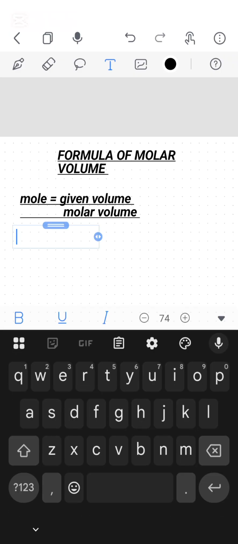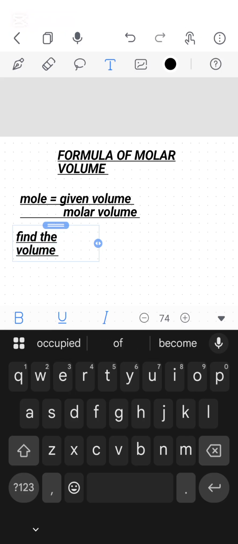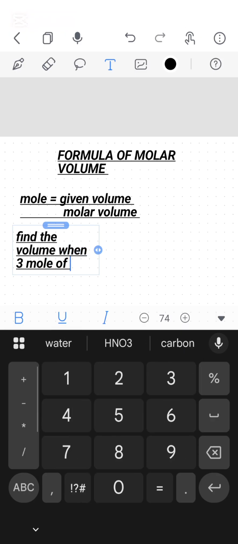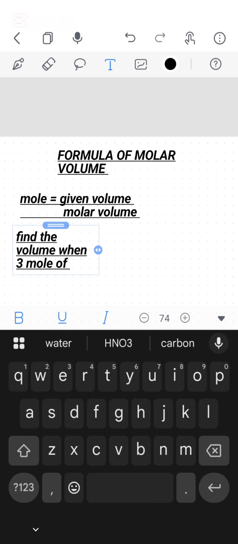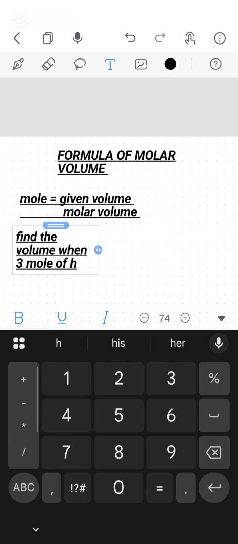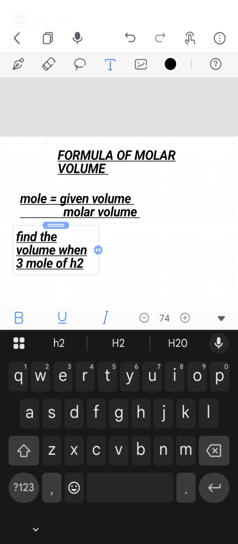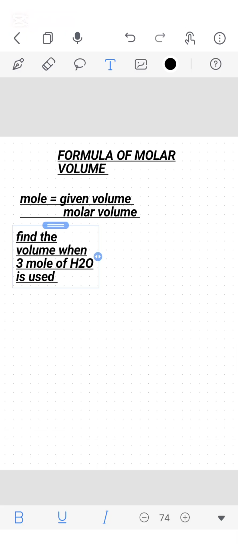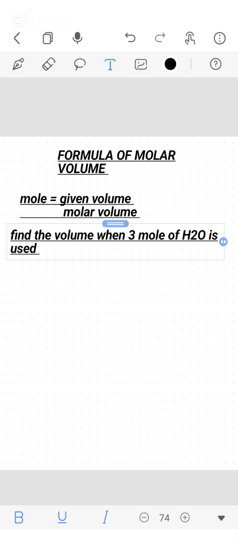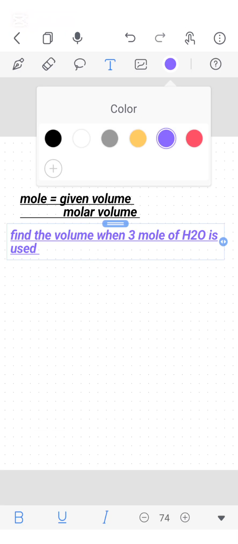There is a question: find the volume when 3 mole of H2O is used. So that is our question. We'll be solving that using that formula.